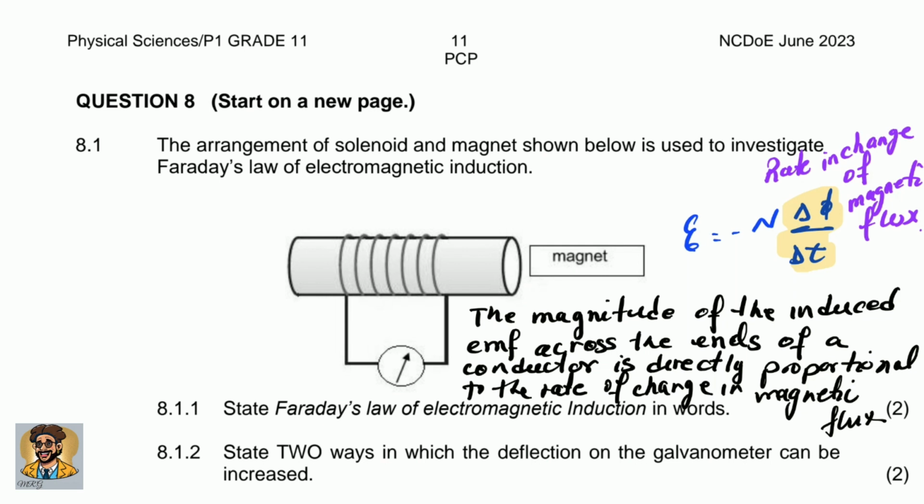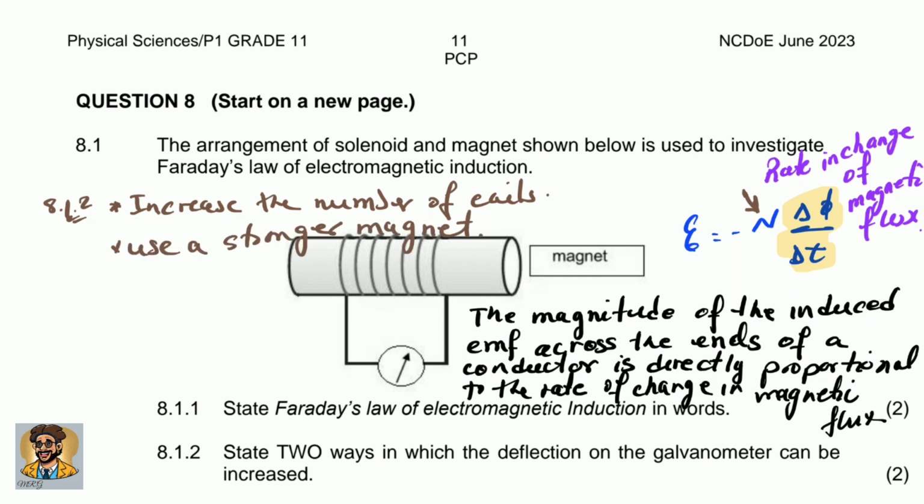The next question says there are two ways in which the deflection of the galvanometer can be increased. We go back to the formula. How can we increase the EMF? One way is increasing the number of coils. The other is using a stronger magnet. If you change the magnet for a stronger one, then the induced EMF will be bigger. Or move the magnet faster. Those are the three factors that can change the induced EMF.